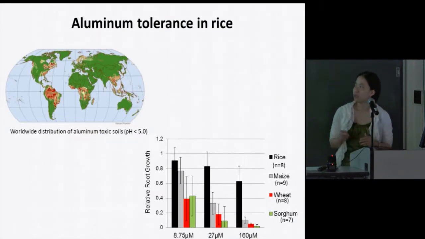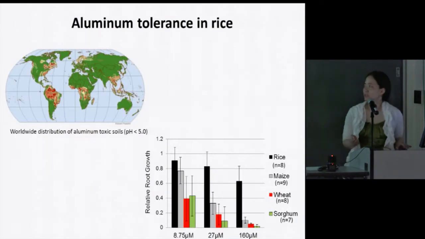So getting back to aluminum tolerance in rice, why is this important?